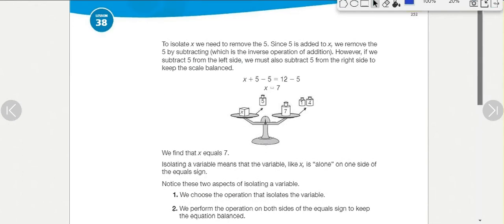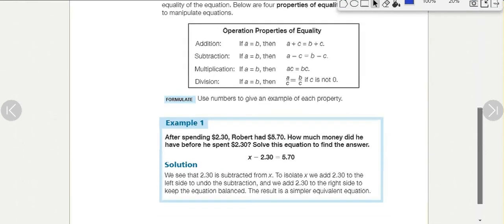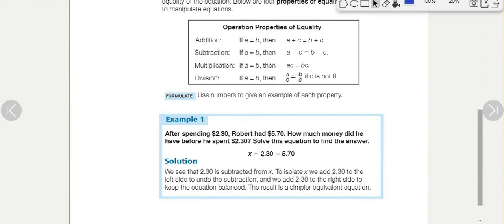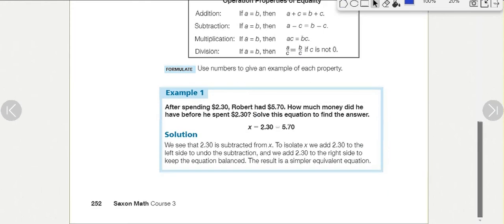So they talk more about that, and here are your properties of equality. You can add the same thing to both sides. Add c to both sides, it stays equal. Take away c from both sides, still equal. Multiply c, divide c. All of these are properties of equality, operation properties.